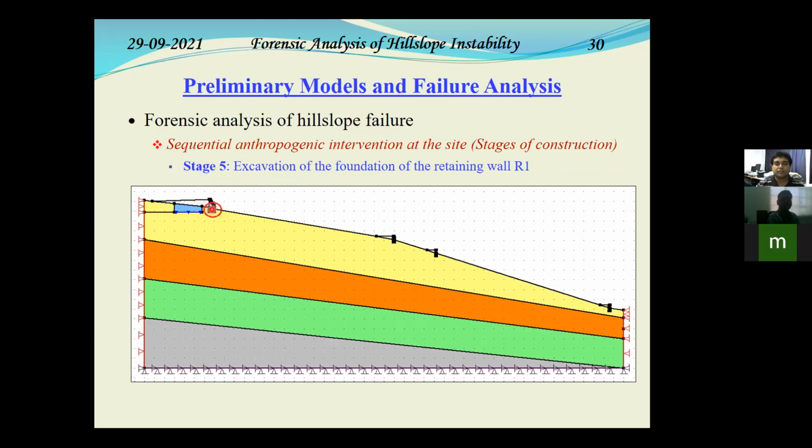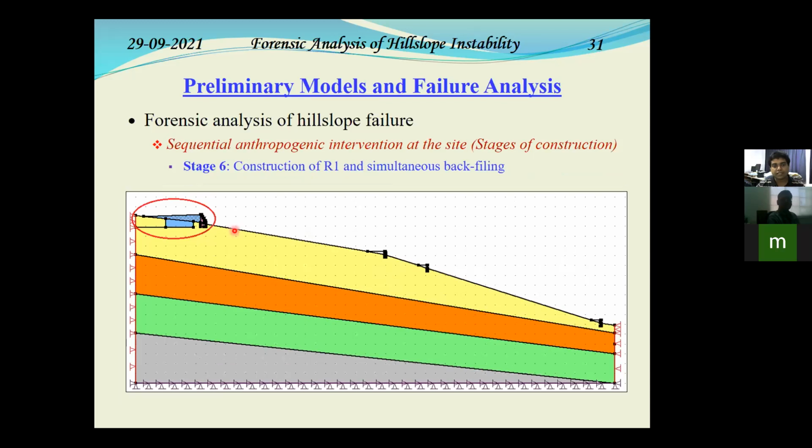So they constructed retaining wall 1. Now the retaining wall 1 was a big one. So they needed to again excavate for its foundation. So stage 5 is the stage where the foundation of retaining wall R1 is excavated. And stage 6 is the construction of the retaining wall followed by the backfill.